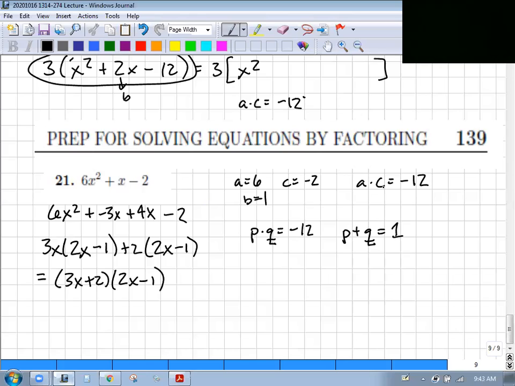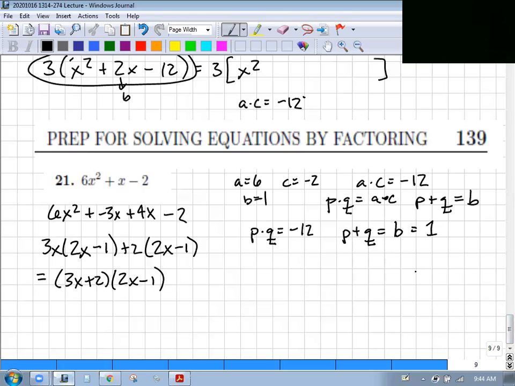So that's the trick. You look at a times c, and you're looking for two numbers that multiply the same way a times c does. They give you whatever a times c is, but they have to add to give us b. So you want a p and a q such that p times q equals a times c, and p plus q is equal to b. Those are the two conditions. All right, and this works out.